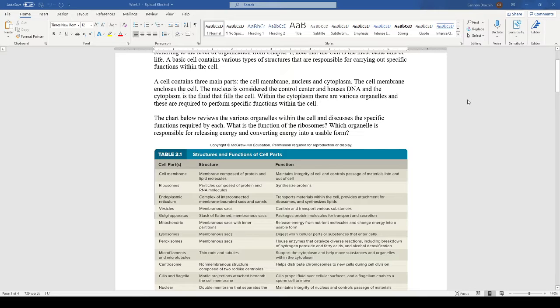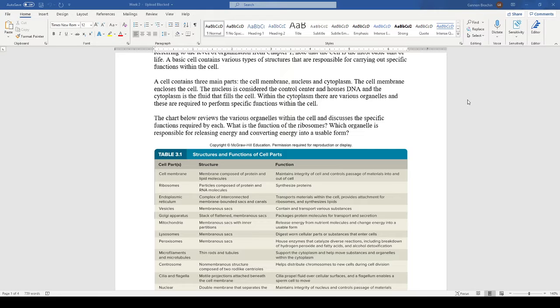Organelles within cells, you could think of them as the part of the cell that does various things. Almost think of it like a miniature human body, in the sense that each part has a different job and they interact together in order to keep the cell functioning. Okay.